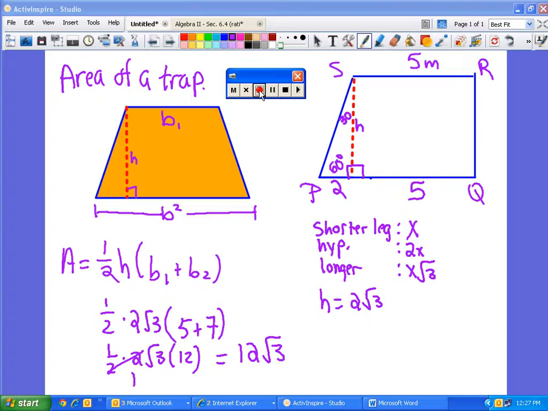Sandra, do you have any questions about this? Yes, everything. Which part? The part where you plug the numbers in? Or the part where we use the 30, 60, 90 right triangle to find the length of the height? I don't get anything. I started copying it when you were in the middle.